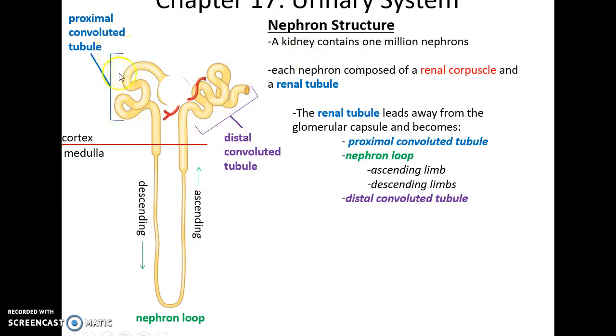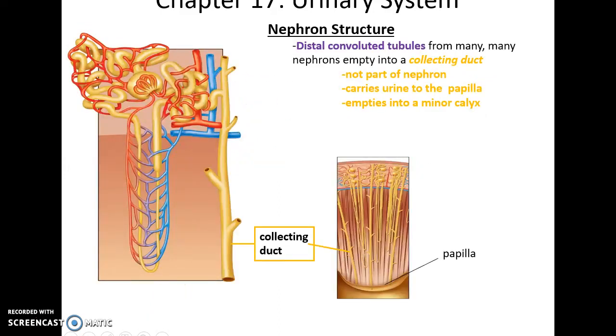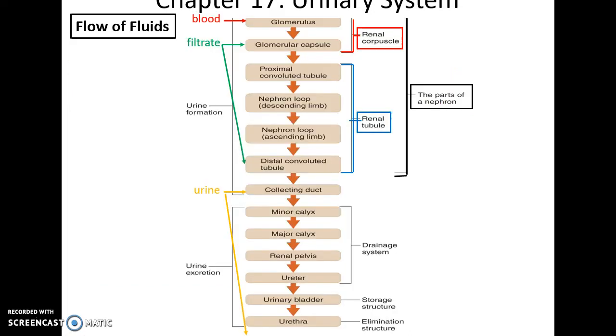The renal tubule includes the proximal convoluted tubules that come directly after the renal corpuscle, the nephron loop with a descending and ascending limb, and the distal convoluted tubule, just far away from the glomerular capsule, and then that'll connect to the collecting duct. So the distal convoluted tubule connects to the collecting duct. The collecting duct is collecting urine from thousands of nephrons, and technically it is not part of the nephron itself. When fluid enters the collecting duct, it is now officially urine, which then gets emptied into the minor calyx.